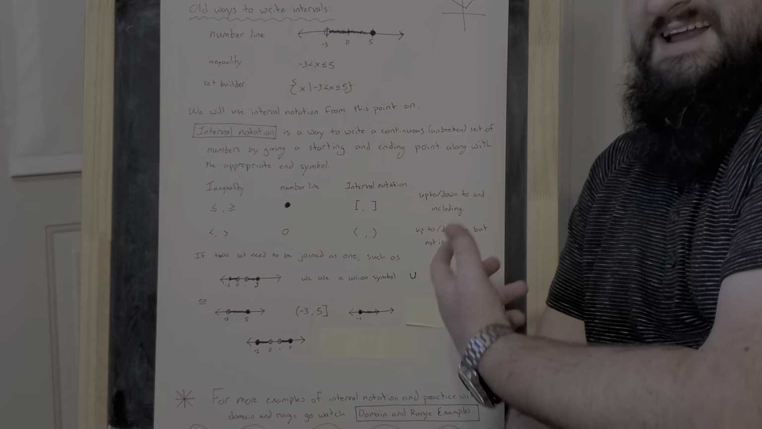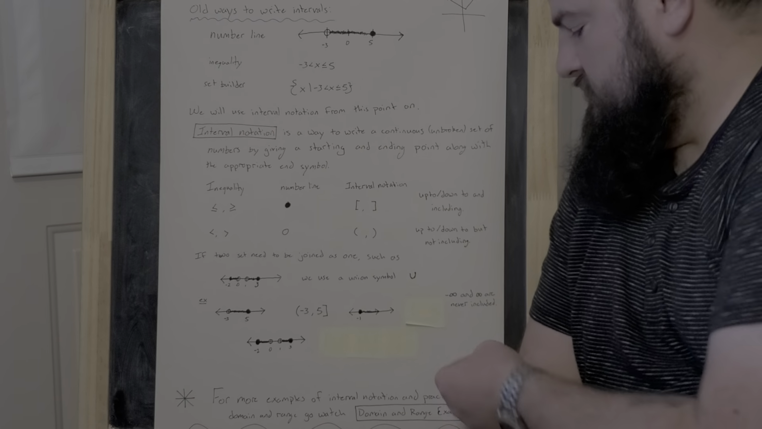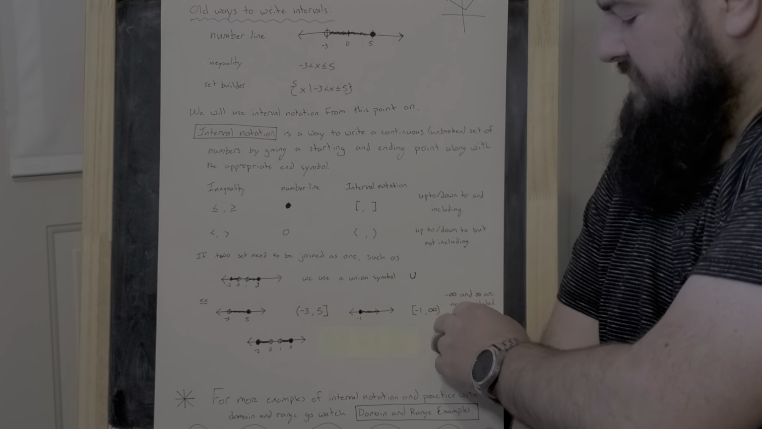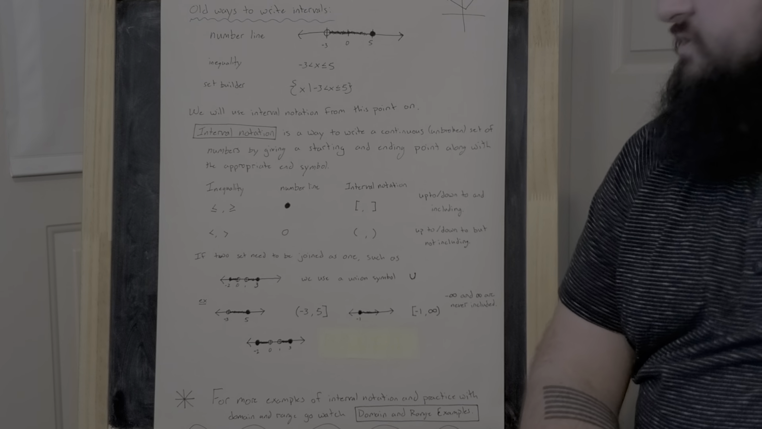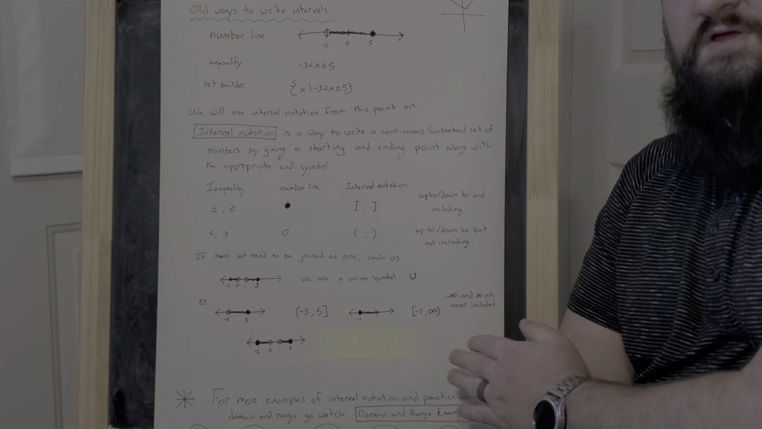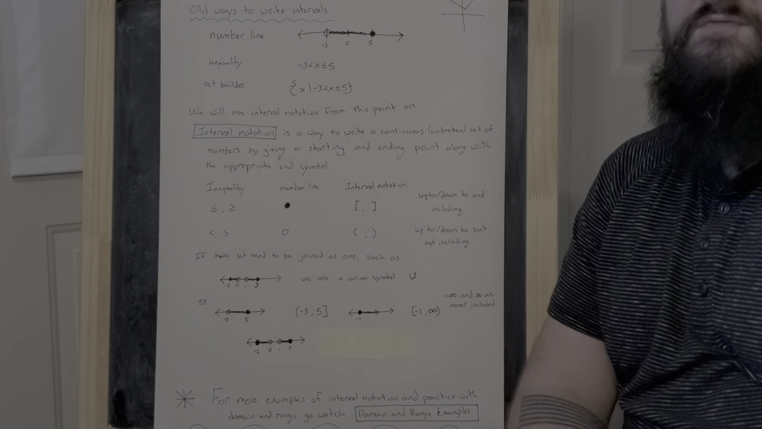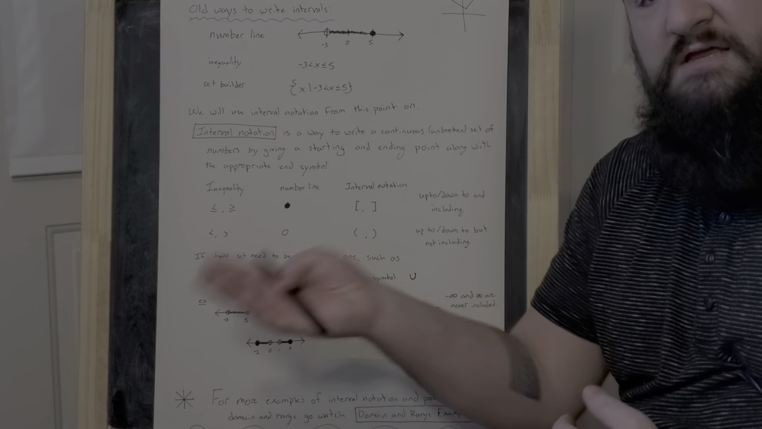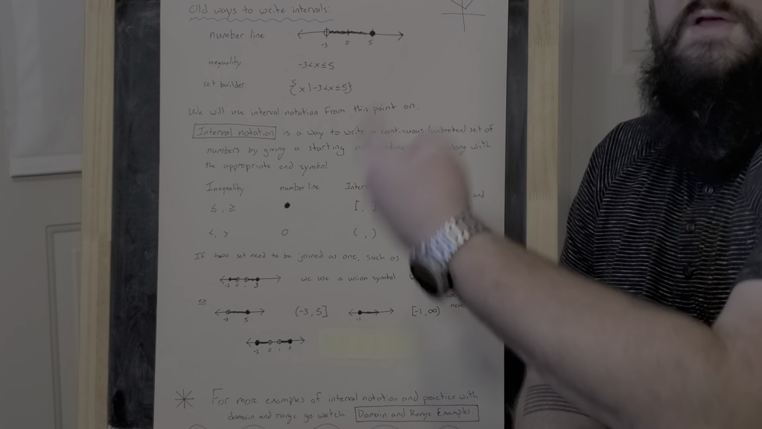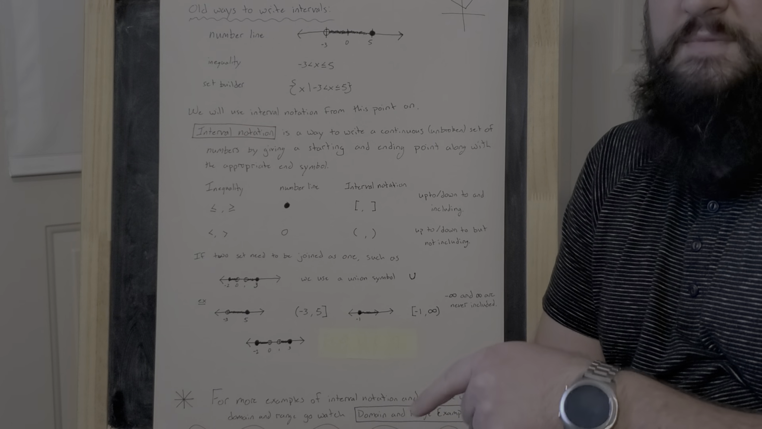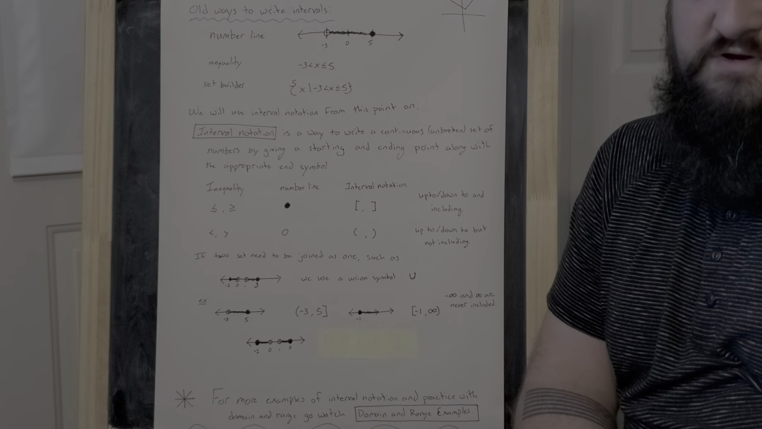But because infinity is not actually a number, it's an idea, we never include infinity. We always use a parenthesis with infinity, okay? So no matter what, whether it's positive or negative infinity, we are always going to use a parenthesis. So for something that's, say, all real numbers, or negative infinity to positive infinity, we would write that interval simply as parenthesis, negative infinity, comma, infinity, close parenthesis.